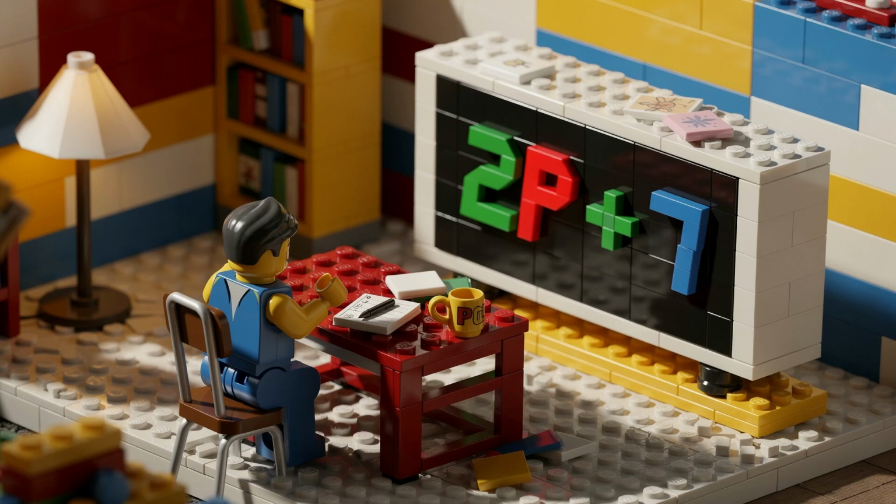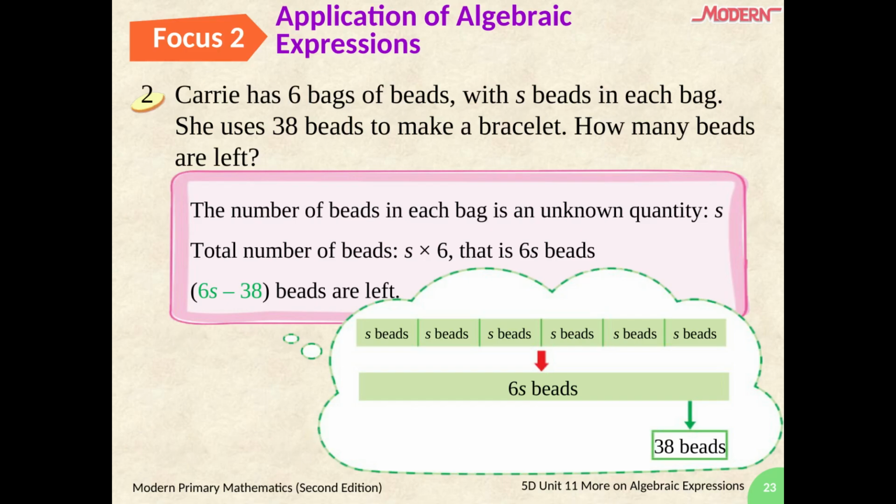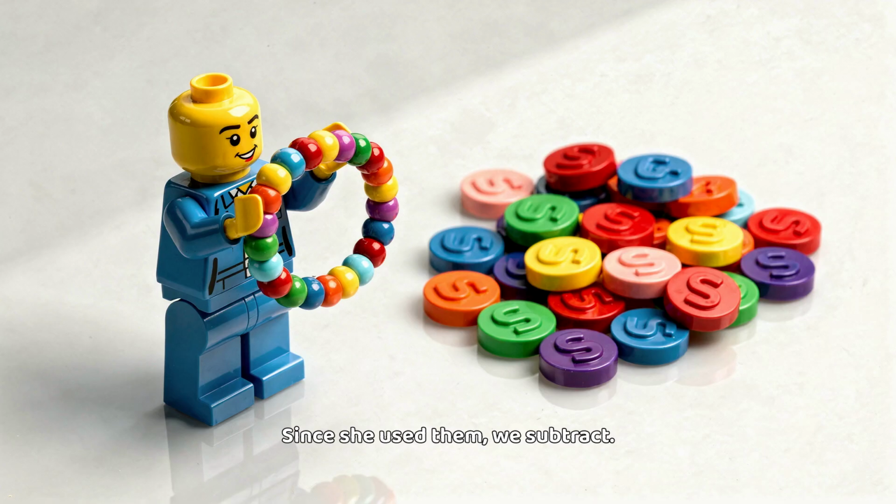Stay strong, Macy. Carrie has 6 bags of beads, S beads in each, total 6S. She uses 38 to make a bracelet. Fancy. Since she used them, we subtract. 6S minus 38 beads left. Math is the secret to perfect jewelry making.